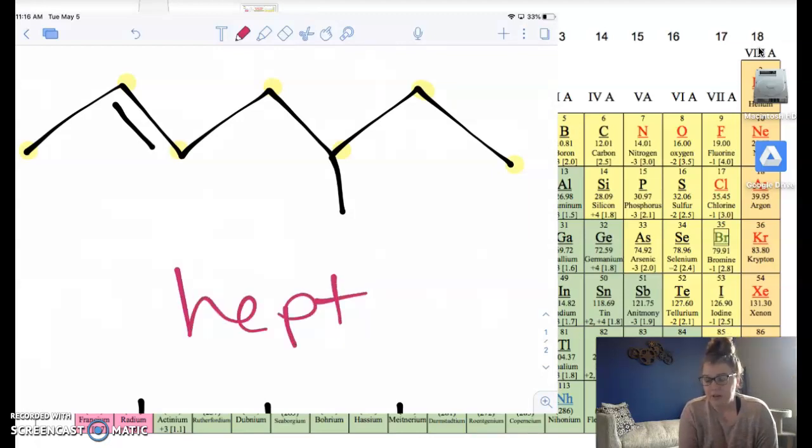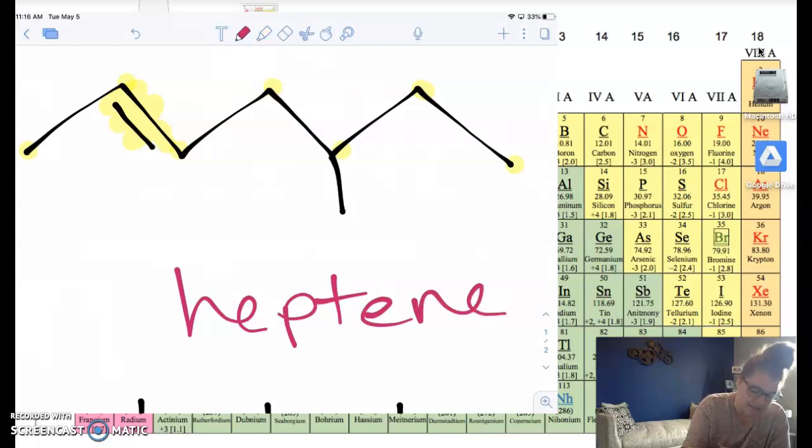After you've got that, then you're going to look and see, is there anything on the structure? Something that I'm noticing is these double lines right here. And remember, that means that there is a double bond. When you have a double bond, it is going to be an alkene. So you've got 3 endings, ane, ene, and yne. Since it's a double bond, we're going to use ene. So I'm going to say heptene on my ending here.